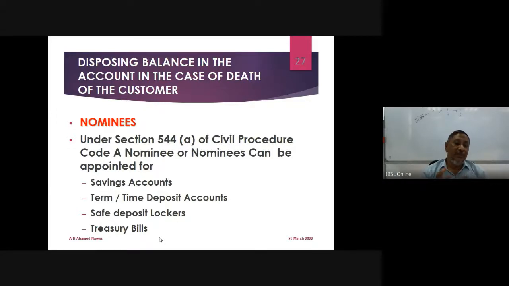If the nominee is a minor, again get the death certificate and open a minor account, and transfer the funds to the minor account till the minor gets matured, at 18. After that, you can disperse. So very simple. Therefore, we always encourage getting nominees for savings accounts and deposit accounts. But nominees cannot be appointed for current accounts. It is not allowed.